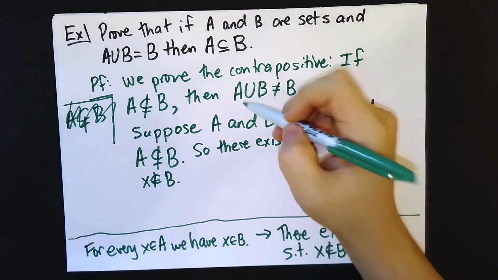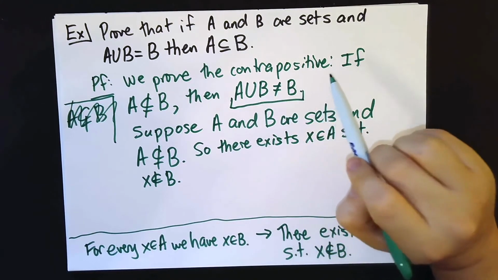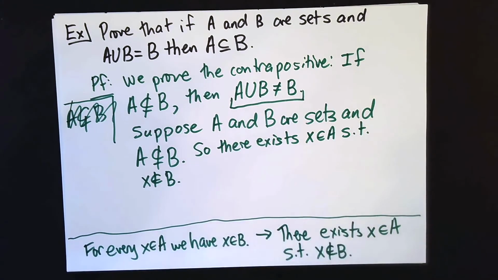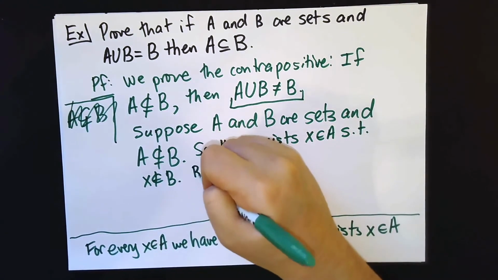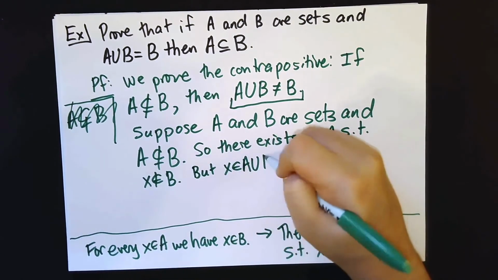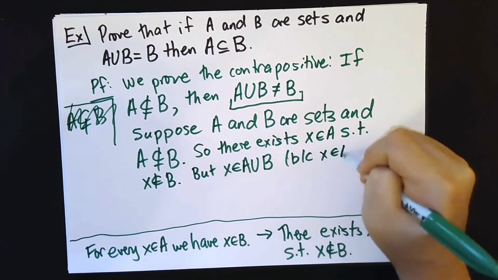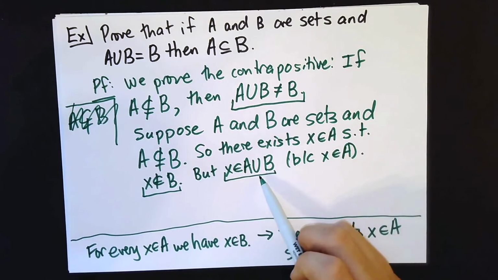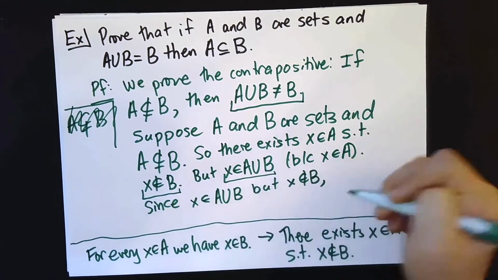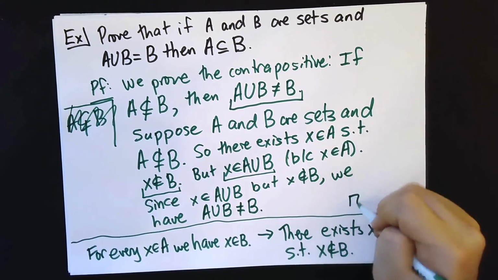But I'm trying to show that A union B is not equal to B, and I'm very close to that. Because x is not an element of B, but x is an element of A union B. And that's just because x is an element of A. But if x is an element of this set, and x isn't an element of this set, then those two sets aren't equal. And that is what we wanted to prove.